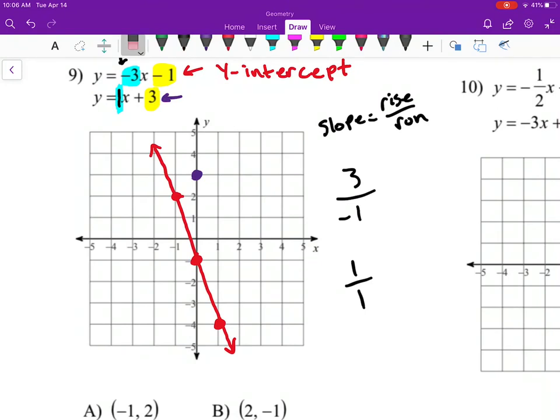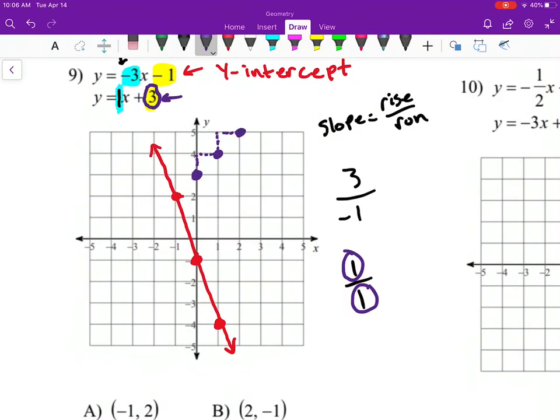Okay, so I'll go to my starting point. I'll go to positive 3, right? Because that's where I started. That was my y-intercept. So starting at 3, I'm going to go up 1, and then right 1. Okay, so I'm going up 1 and then right 1. Boom. Okay, let's do that a couple times. Up 1, right 1. Now if I do it again, I'll be off the graph.